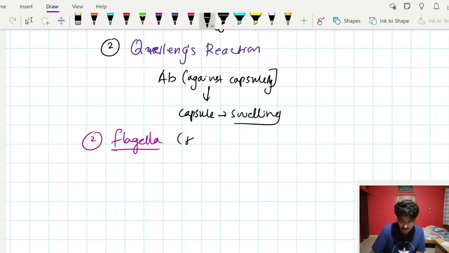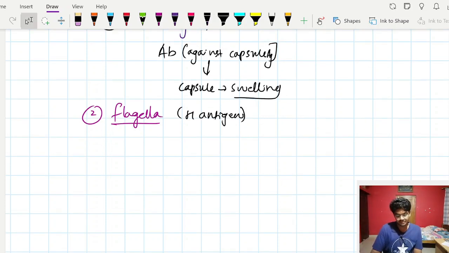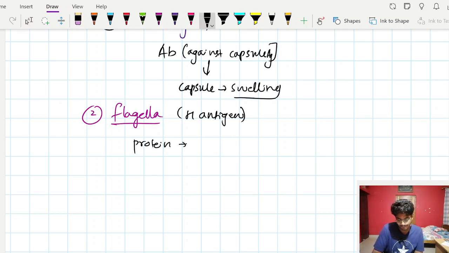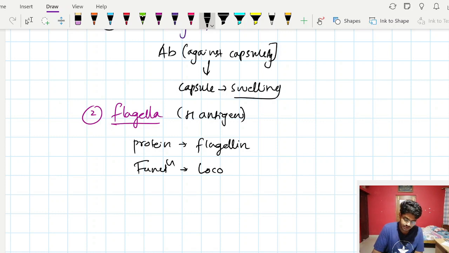Flagella is also known as H antigen. The protein that flagella is made up of is flagellin. Function, we already know, is locomotion.